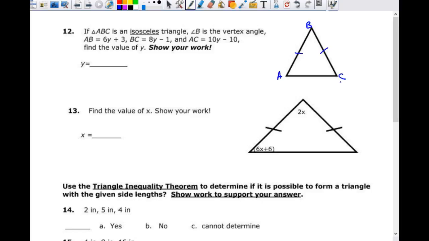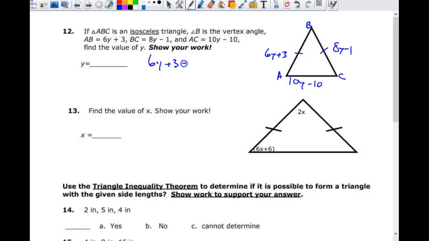Now all we have to do is label it. AB is right here, and that's 6y plus 3. BC is 8y minus 1, and AC is 10y minus 10. Which two are equal to each other? We'll look at the ones where I wrote congruency ticks on. This one and this one. So these two are equal to each other.